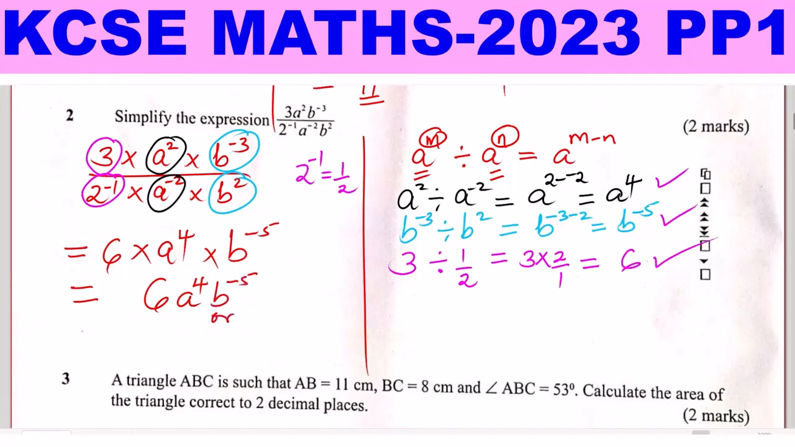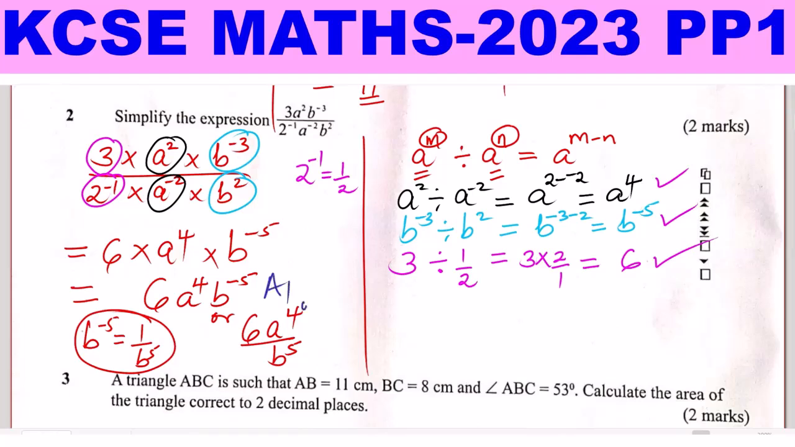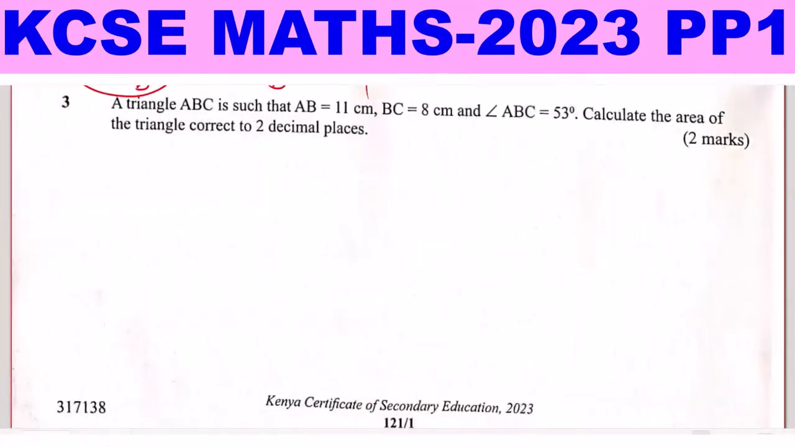Or you can write it like this: 6a raised to the power 4 divided by b raised to the power 5, since b raised to the power negative 5 is the same as 1 over b raised to the power 5. So that is how you're supposed to solve that question. These are the solutions. This is the solution, or it can also be this.